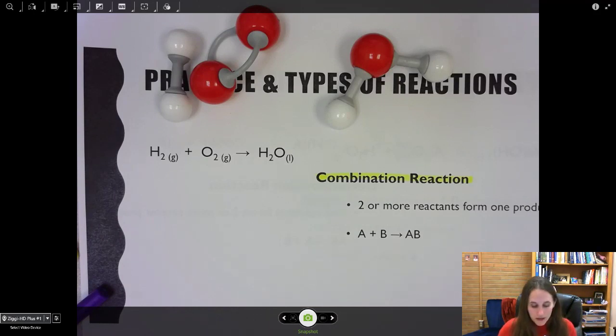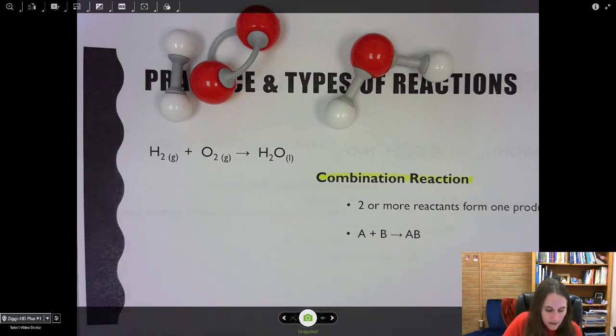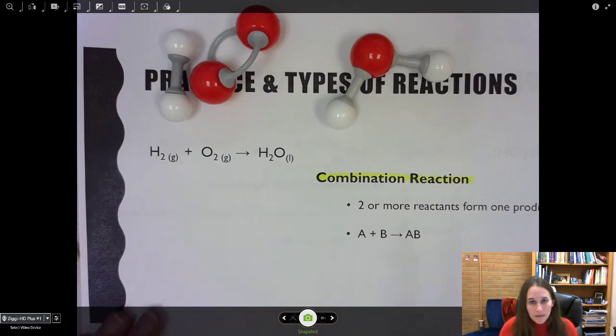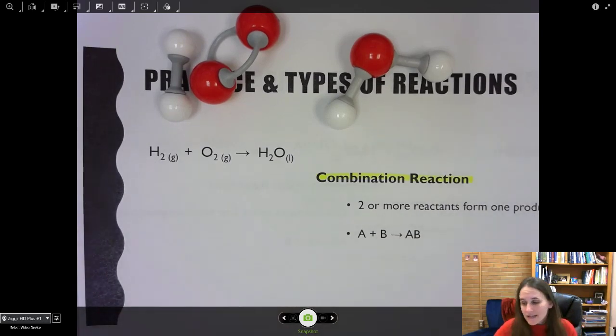Another thing is the subscript on one side can often act as the coefficient on the other. So this number could potentially become the coefficient on the product side, and then you can just try it and see how it goes.